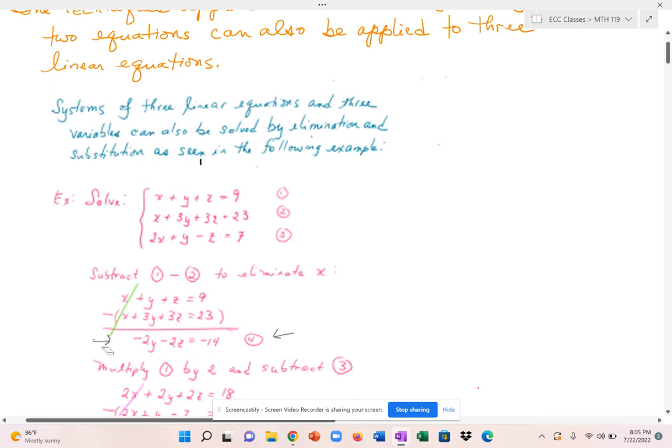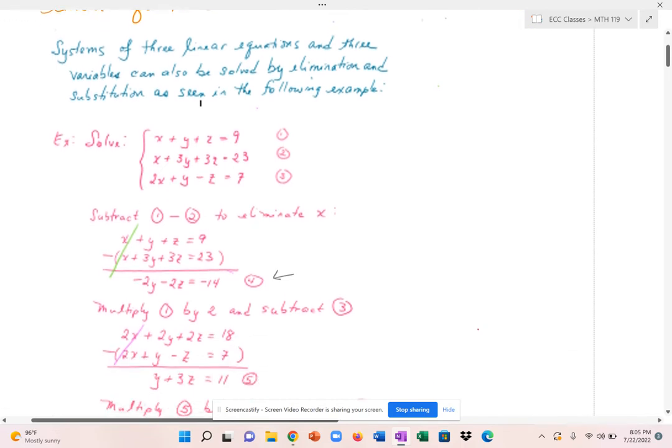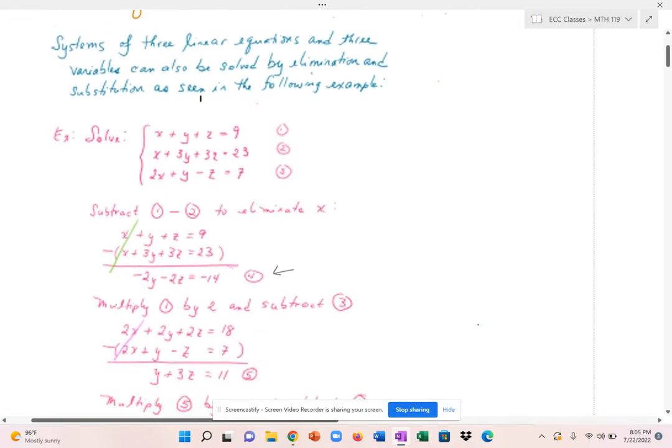So once you make the decision to eliminate a variable, like I did here, I eliminated the x's, then I have to eliminate the x's using two other equations. So I can use either equation 1 and 3 or equation 2 and 3. It doesn't really matter which pair you select, you just have to eliminate the variable x. So what I decided to do was to multiply equation 1 by the number 2. So I'm going to double this whole thing.